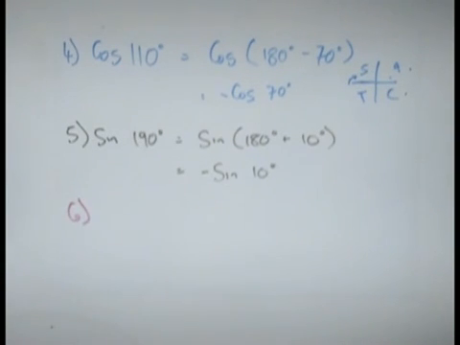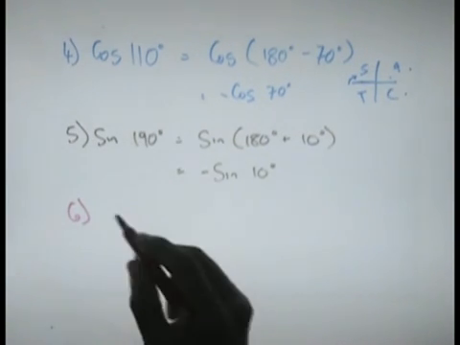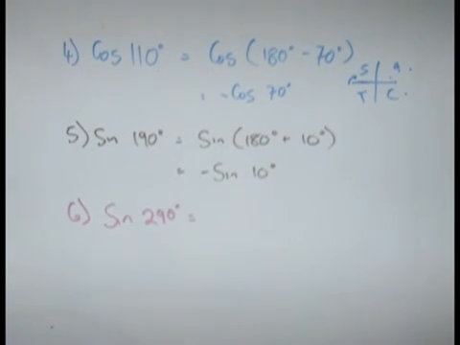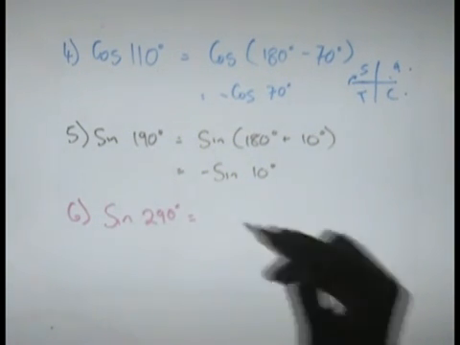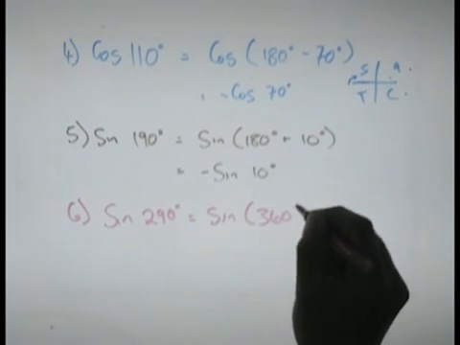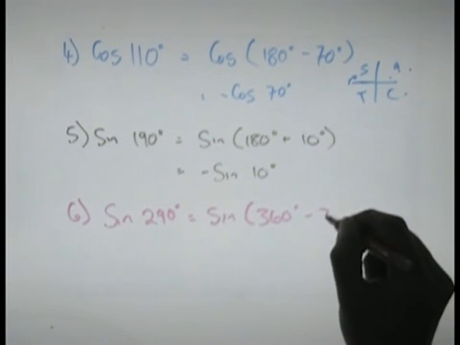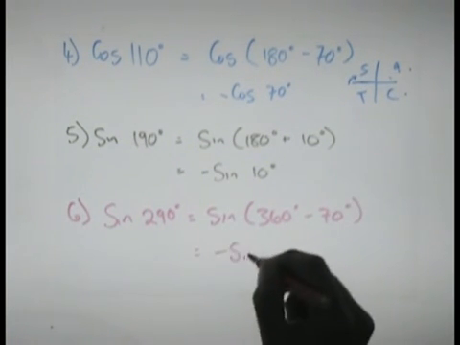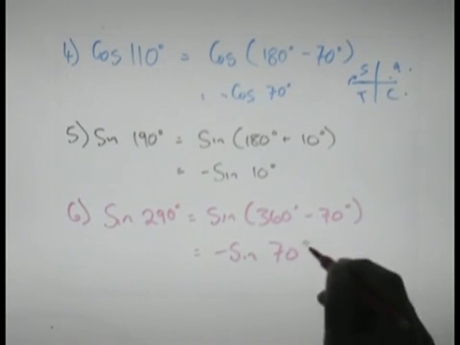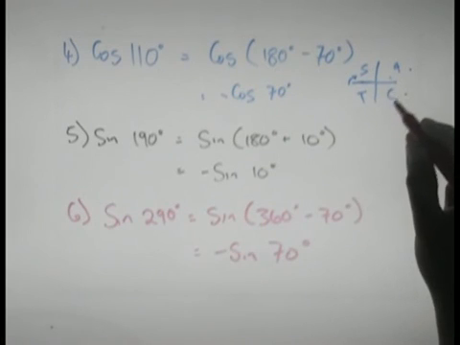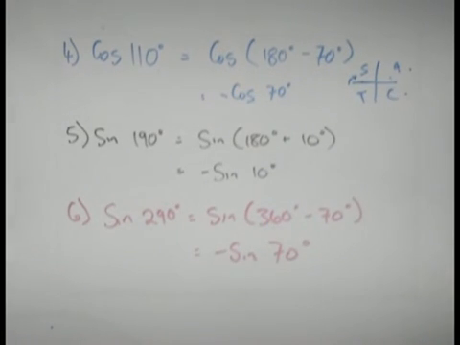The sixth one that I gave you to do read sine of 290 degrees, and that's going to equal sine of 360 degrees minus 70 degrees, which is equal to negative sine 70 degrees. Negative because it's in the fourth quadrant. Sine is negative in the fourth quadrant.